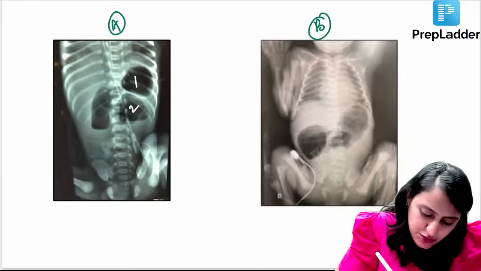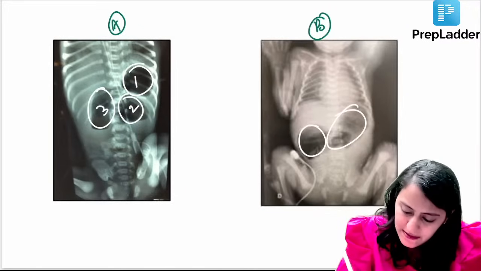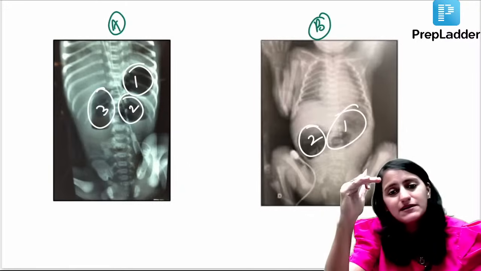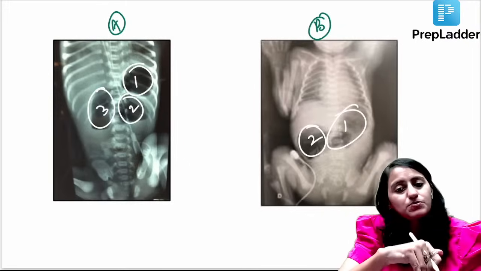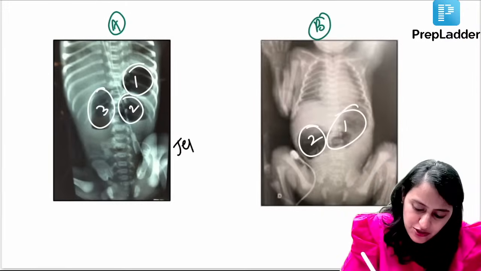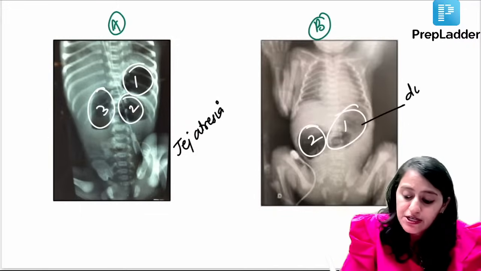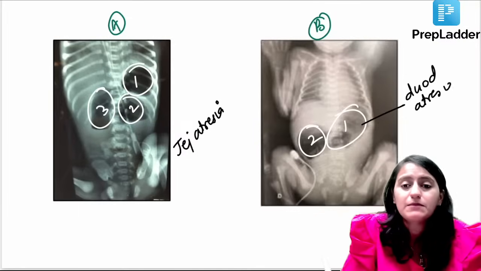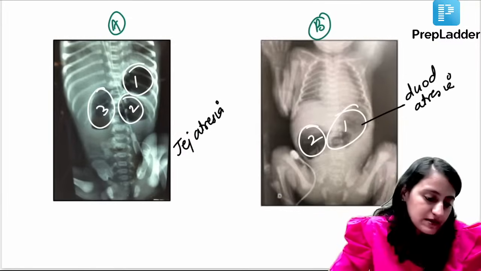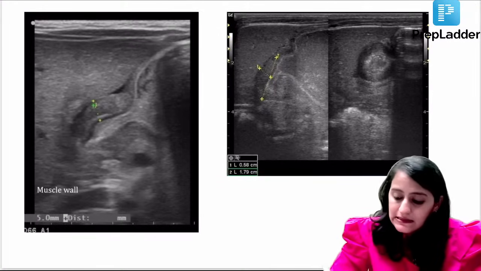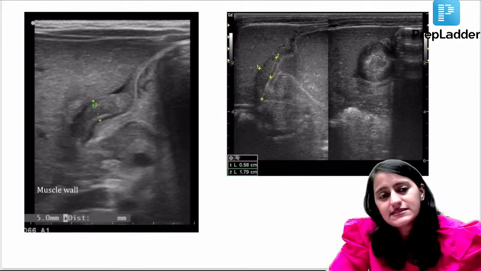These are 1, 2 and 3 bubbles that you are seeing here, and these are the 2 bubbles that you are seeing here. So triple bubble and double bubble. Single bubble is stomach, double bubble duodenum, triple bubble jejunum. So this is going to be jejunal atresia and this is going to be duodenal atresia. Double bubble is duodenal atresia, triple bubble is jejunal atresia, asked many times in the exam. This was asked in your last year NEET PG exam.